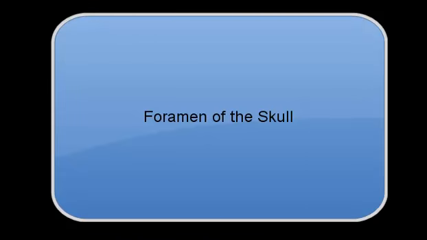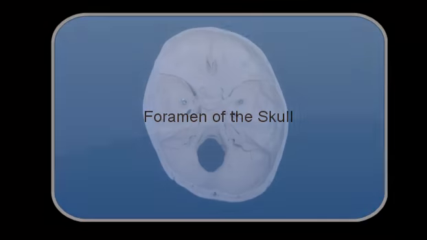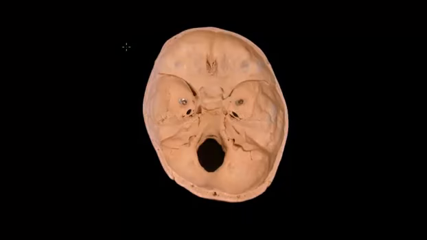Okay, we're going to spend a few minutes this morning looking at the internal surface of the base of the skull and working out what all these foramina and structures are. Just to get orientated, the anterior of this skull is here and the posterior is here.